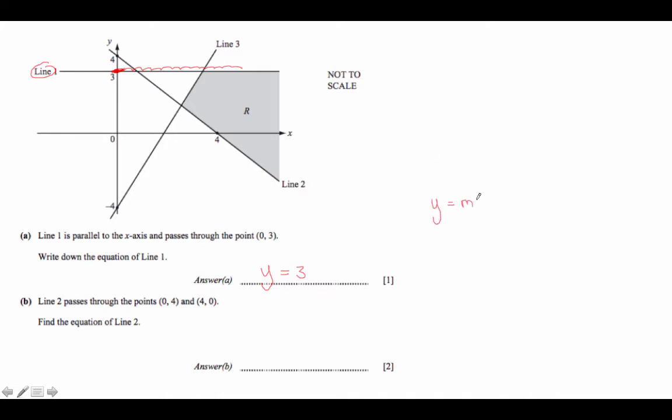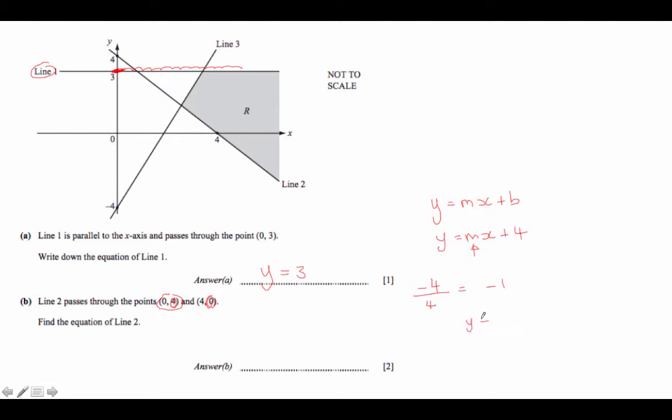If you did it in my group, we would have done y equals mx plus b, and because we know it passes at (0, 4), this is the y-intercept, which means it's y equals mx plus 4. And then how would we find the m? Well, m is rise over run. So let's have a look. If I go from 4 to 0, I've gone down 4. And if I go from 0 to 4, I've gone across 4. So the gradient here is minus 1.